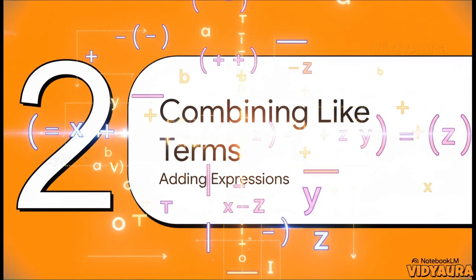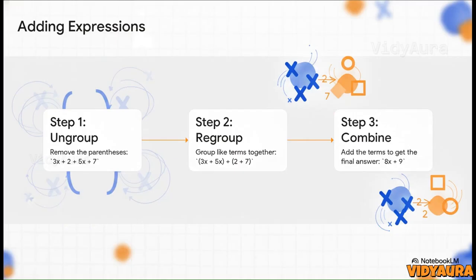All right, we've got the vocabulary down. Now it's time to start actually building some sentences. Let's start with the easy one, adding expressions together. The most important rule here is that you can only combine like terms.